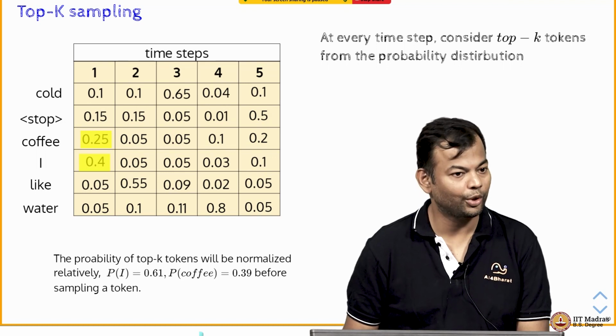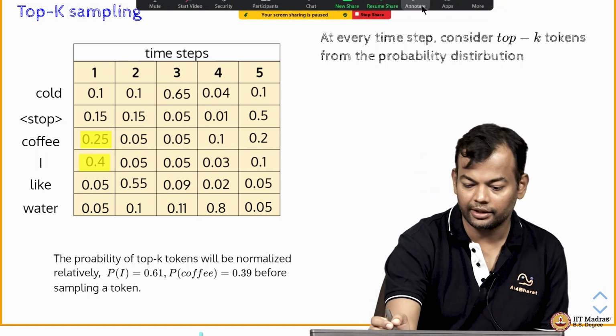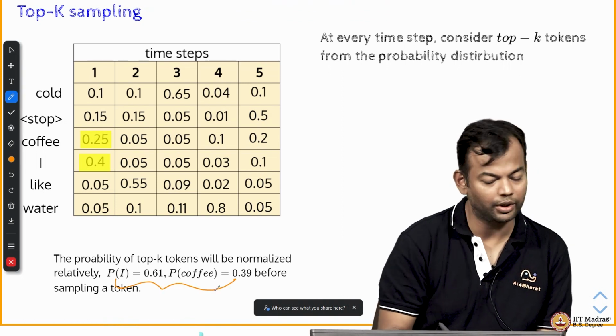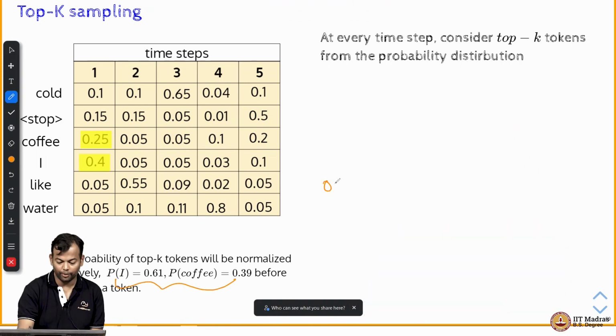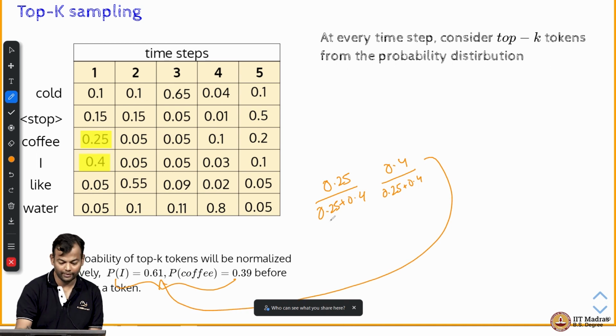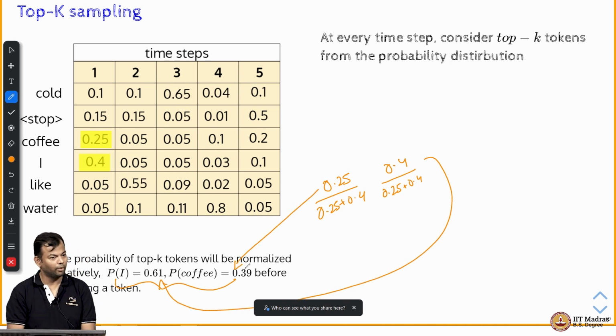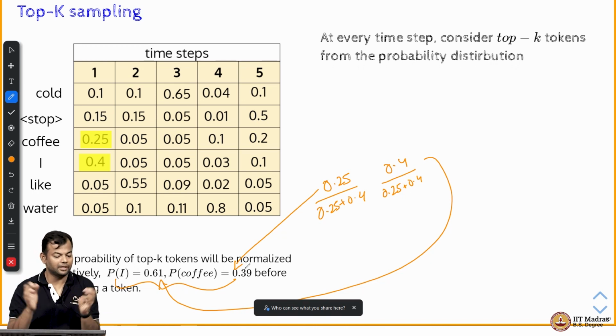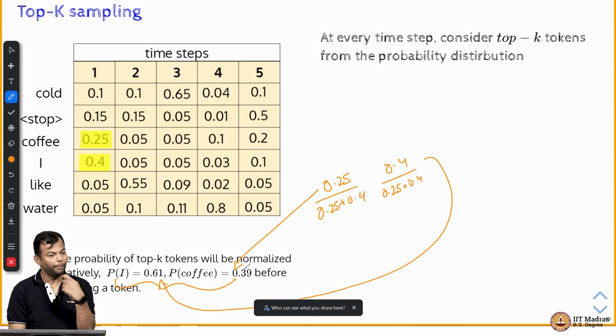Now what I am going to do is normalize these probabilities so that the sum of the probabilities of the first 2 tokens is equal to 1. So what does that mean? 0.25 divided by 0.25 plus 0.4, and 0.4 divided by 0.25 plus 0.4. If I do that computation, this becomes 0.61 and this is 0.39. So now the probabilities have been normalized as if my sample space contained only these 2 tokens, I and coffee. Now instead of taking the top one from here, I am going to sample from this distribution.